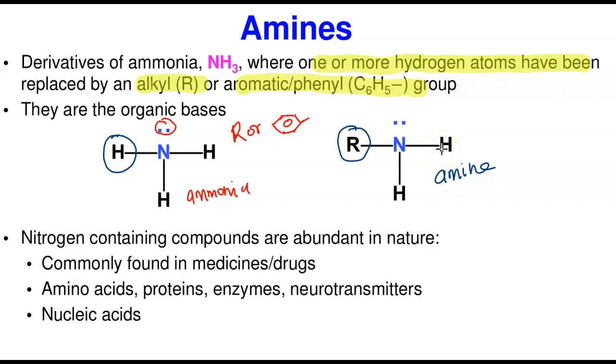Nitrogen containing compounds are abundant in nature. There are so many of them. They are commonly found in medicines. Many medicines or drugs are derivatives of amines. They are also found in amino acids. Look at the name amino: that means it has an amino group, and of course acid, the carboxylic group. They're found in proteins, in enzymes, and neurotransmitters. Neurotransmitters are chemical messengers in the synapses that help in transferring impulses. They're also found in nucleic acids. The nitrogenous bases are amines as well. So they're very common in biological systems.